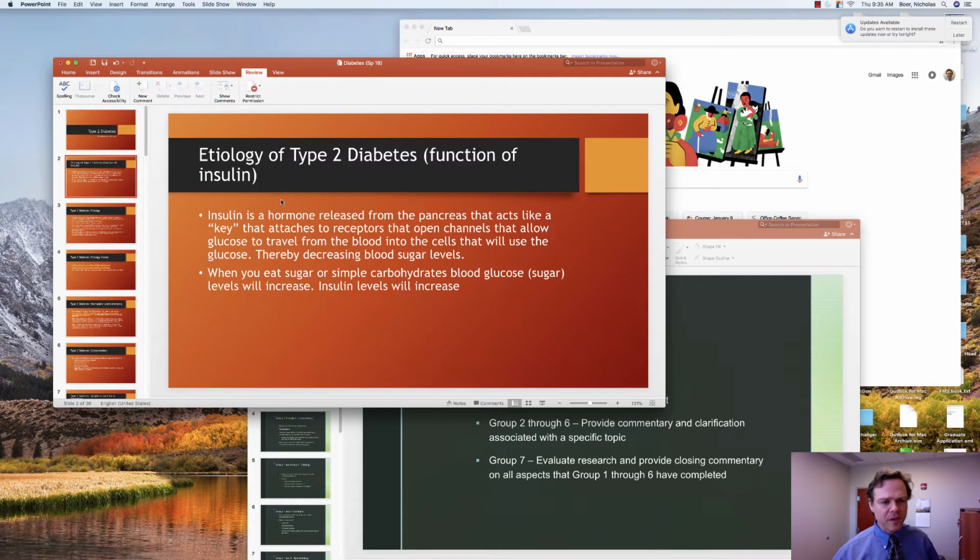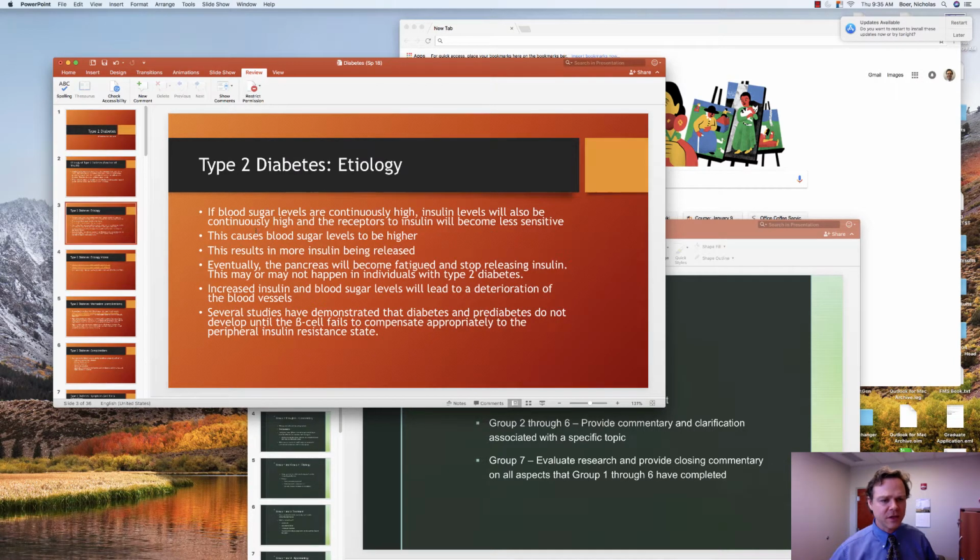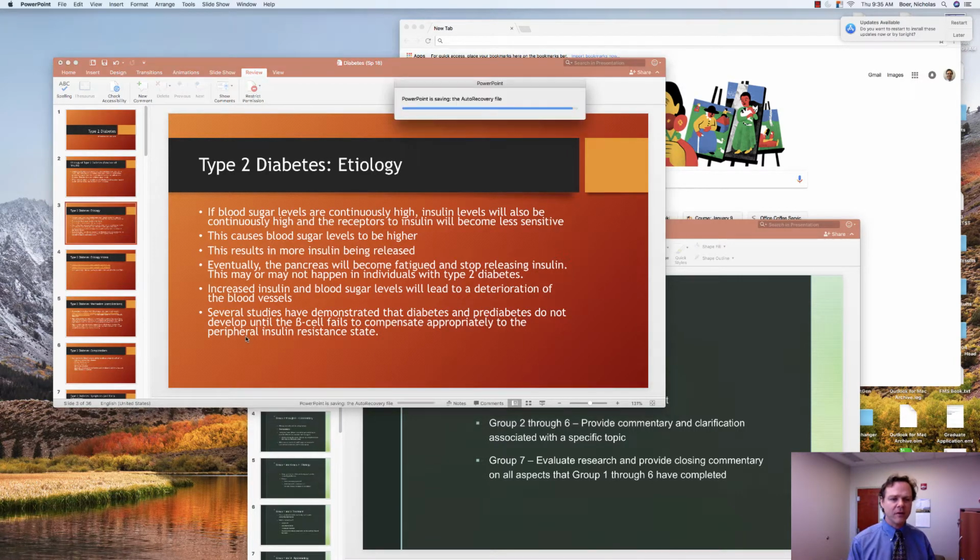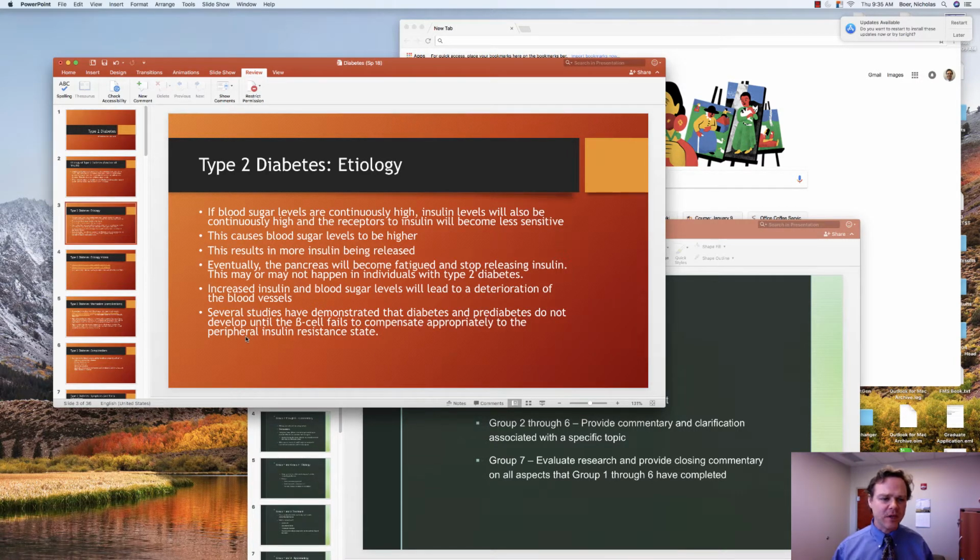So then as it starts, I have the basic mechanism of diabetes and what is important. So I talk about insulin, and then I talk about the etiology. So what does it mean to have diabetes, and what are the main things you need to know about what's physiologically happening in the body. So make sure that you talk about that.